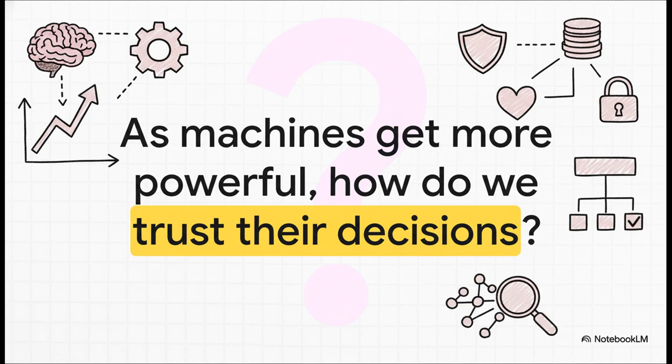And all of this leaves us with a really, really important question for the future of AI. As these machines get more and more powerful and start making decisions that affect our health, our money, our safety, how do we make sure that we can actually trust what they're telling us? Figuring that out isn't just some tech problem. It's absolutely critical for all of us. And that's our explainer for today.